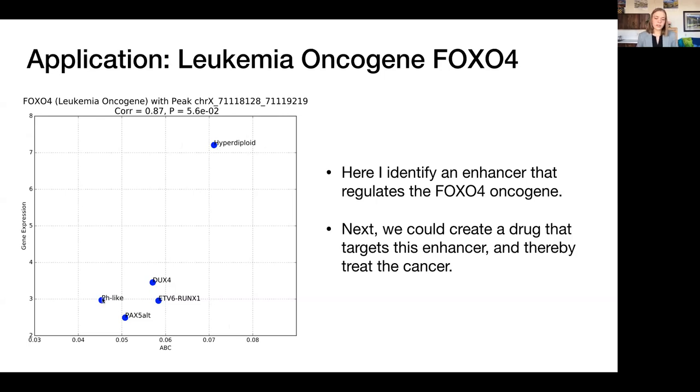The FOXO4 gene is actually an extremely important gene because it's a known leukemia oncogene that's involved in cell cycle regulation and apoptosis. Here, I identify an enhancer that regulates the FOXO4 oncogene. Next, we could create a drug that targets this enhancer and thereby treat the cancer.